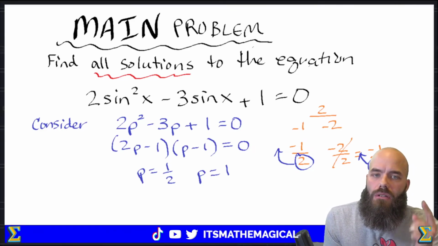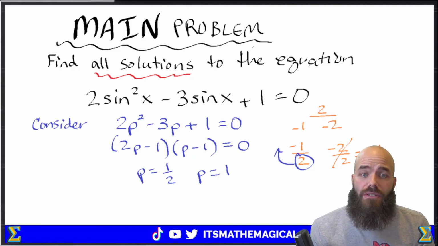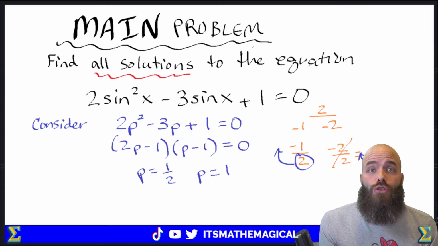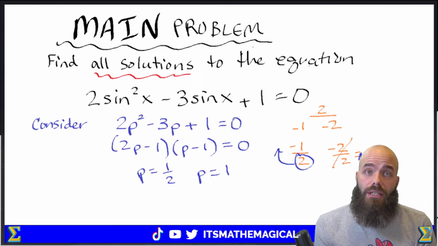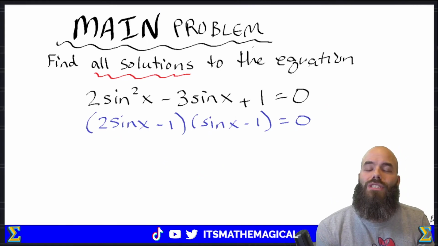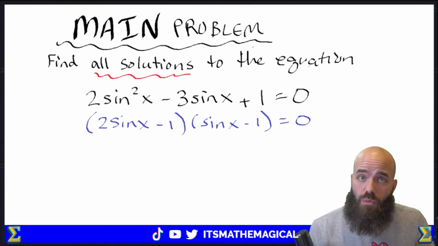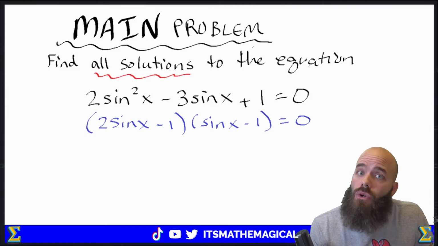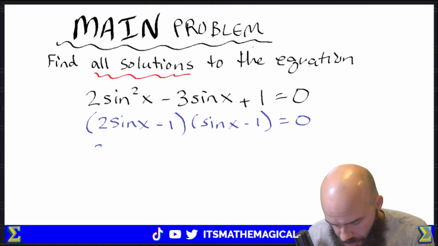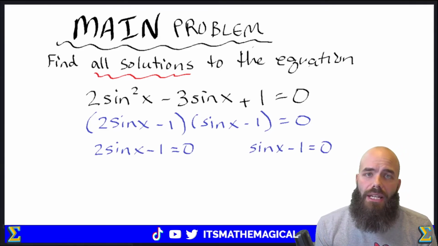Now let's talk about the actual equation. If 2p squared minus 3p plus 1 factors down to 2p minus 1 times p minus 1, well, 2 sine squared x minus 3 sine x plus 1 will factor down to this: 2 sine x minus 1 times sine x minus 1. And again, you can just resubstitute what p was earlier. Set those equal to 0. 2 sine x minus 1 equals 0. Sine x minus 1 equals 0. And solve. So get your sine x's isolated.